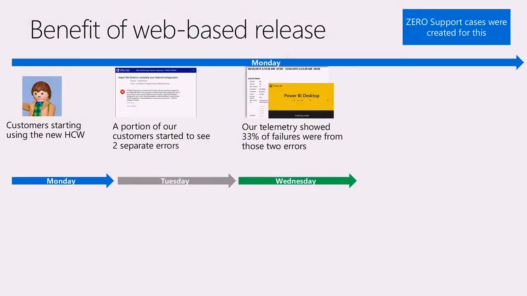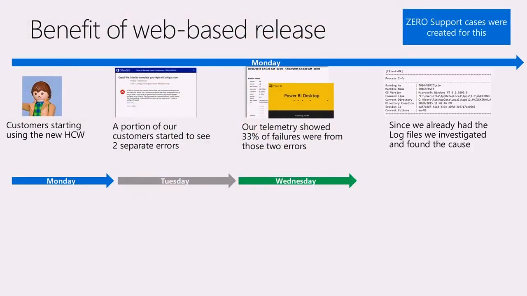So we saw that 33% of the failures that people were experiencing came from these two errors that were popping up. So this is from Monday to Wednesday, right? So we're talking about 2 days now. We actually already had log files that had been submitted by users as part of the feedback process, where you can go and say, did you have a good experience with the tool or not?